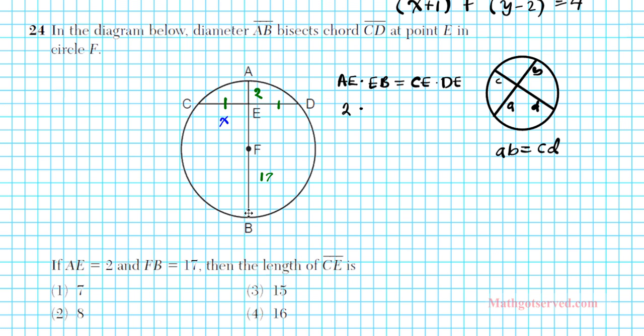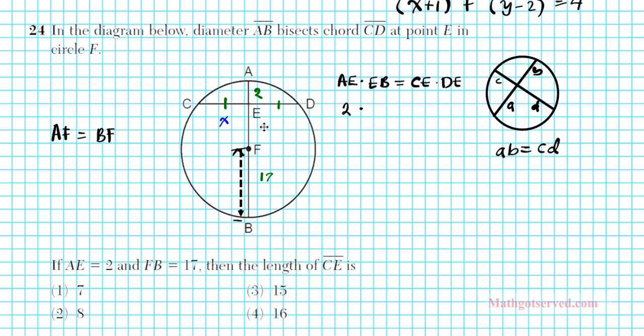Now, what is EB though? If FB is 17, so this entire length is 17, then how long is EB going to be? We know that FB is the same as FA. They are the radii. This is one radius and that's another radius right there. So AF is equal to BF.